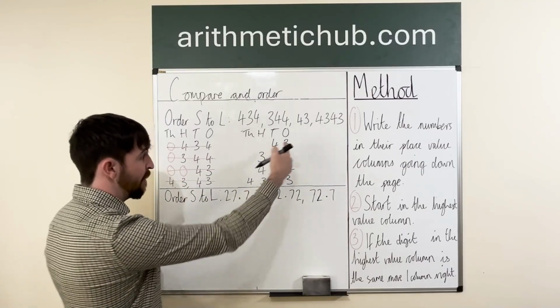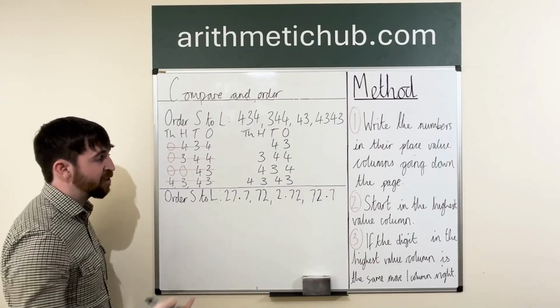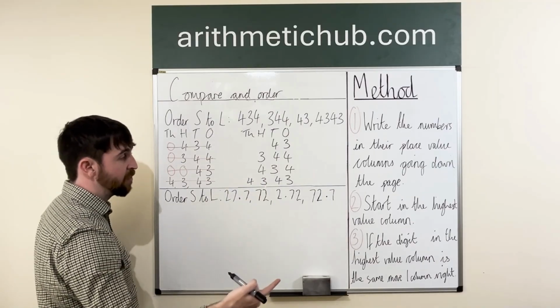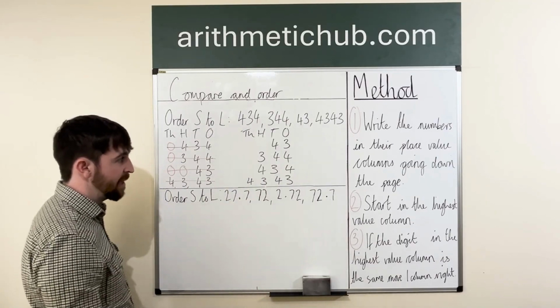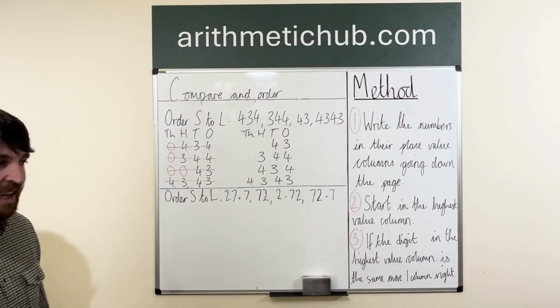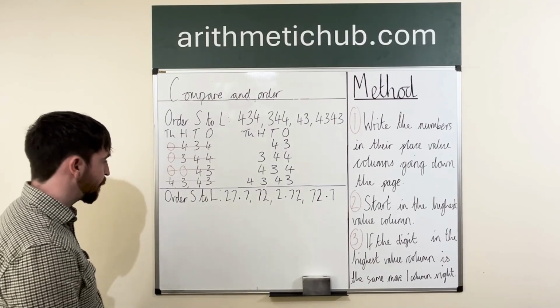Does it pass the eye test? 43, is that the smallest? Yeah. 344, is that smaller than 434? Yes, it is. And then 4,343, is that the biggest of these numbers? Yes, we can tell that it is. Okay, brilliant, it passes the eye test. Let's move on to this question over here.